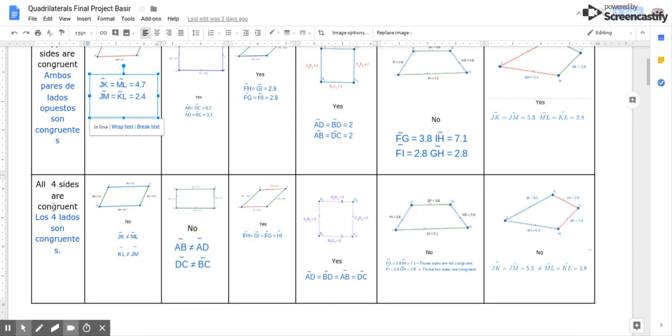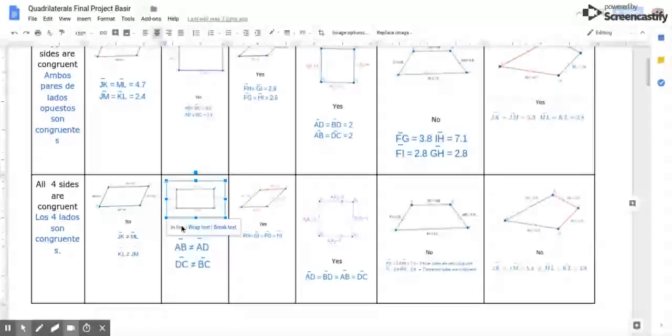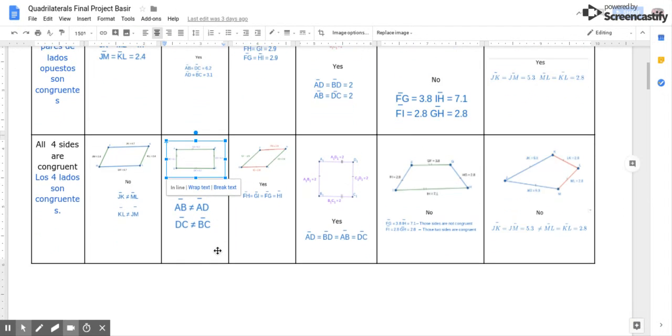All four sides are congruent. So in this one, all four sides are congruent. It's true in some shapes, like for example in a square, all sides are congruent because all sides have the same measure. But in some shapes, like for example in a parallelogram or rectangle, all sides are not congruent.